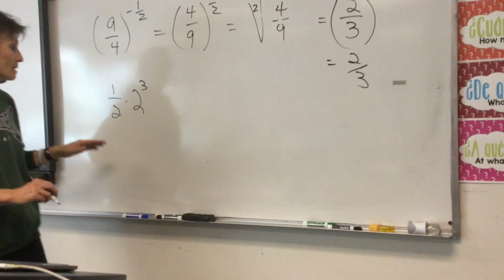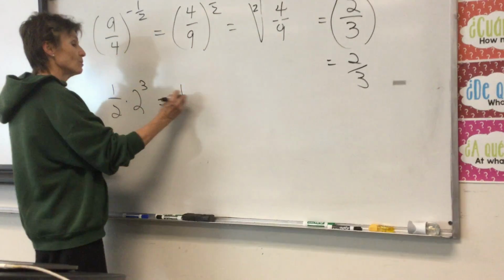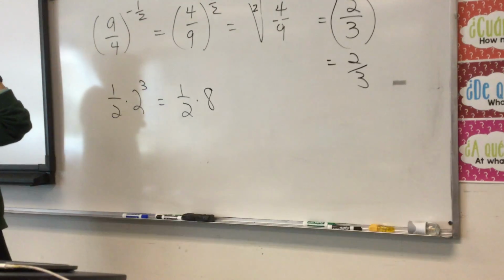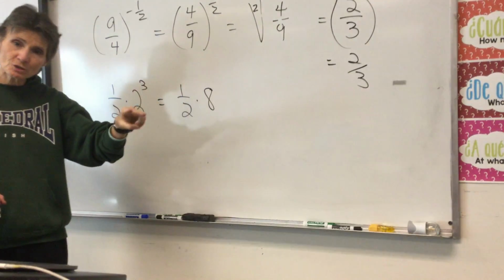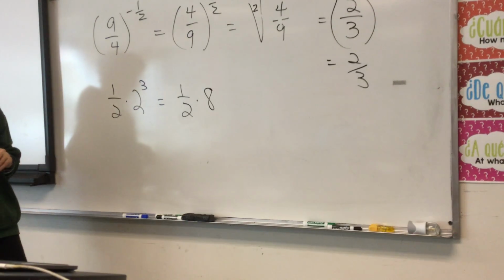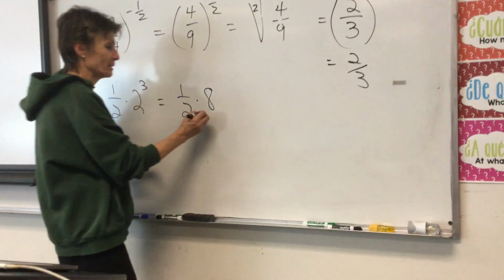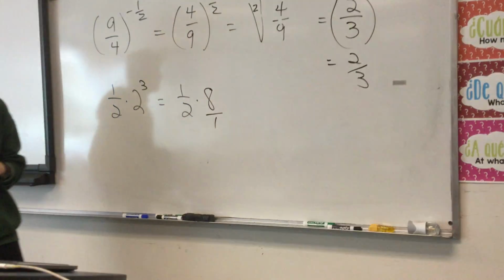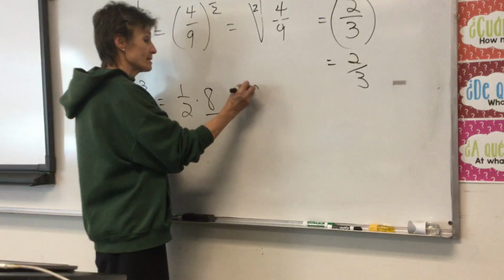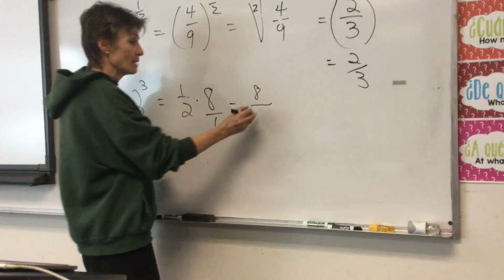There we go. So I'm going to cube 2, and I know 2 cubed is 8. If I don't have that memorized, I'll do 2 times 2 times 2. I am not going to have a calculator. Now, this is a multiplication problem, so I'll think of that as 8 over 1. And now I'll multiply straight across. 1 times 8, 2 times 1.